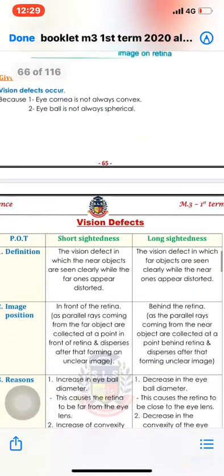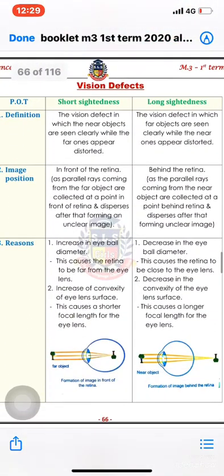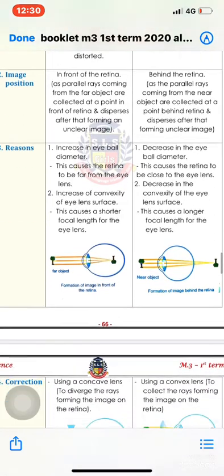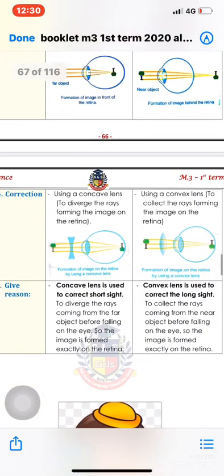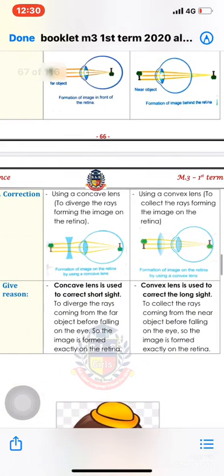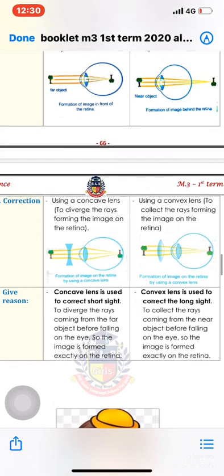Let's return back to the lens. This is the reason here for the increase in convexity and the decrease in convexity. This is how I explain it in the give-reason questions. Now let's see the correction: how can I correct the disease or the vision defect.